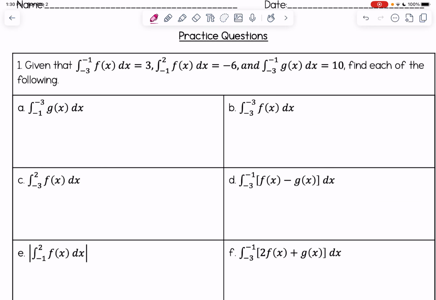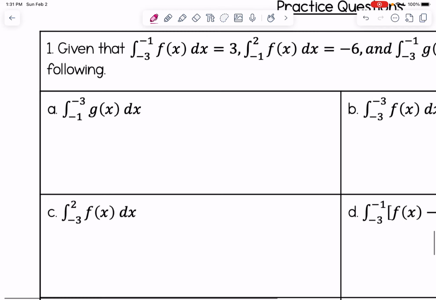It says, given that the integral from -3 to -1 of f of x dx is 3, the integral from -1 to 2 of f of x dx is -6, and the integral from -3 to -1 of g of x dx is equal to 10, we're going to find each of the following. All right, let's take a look at a.